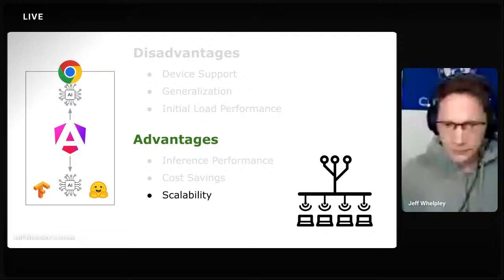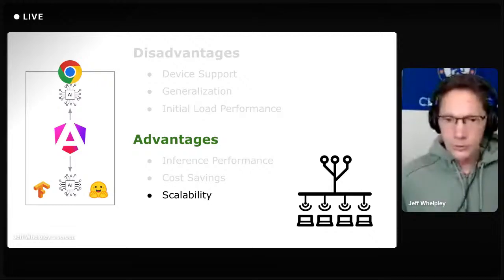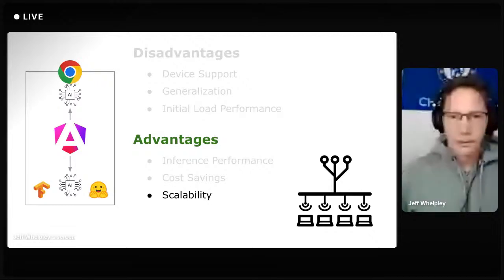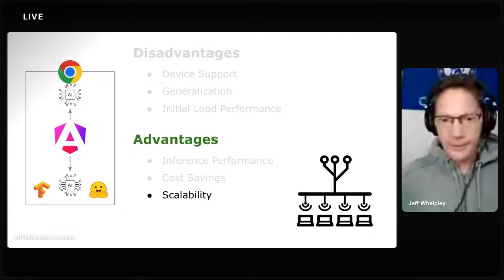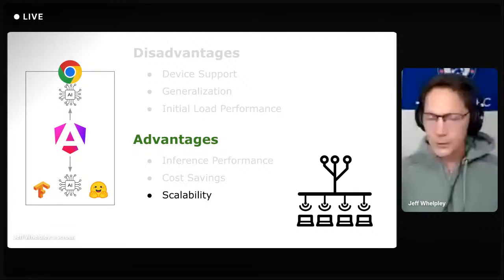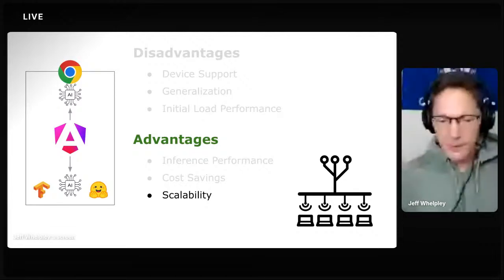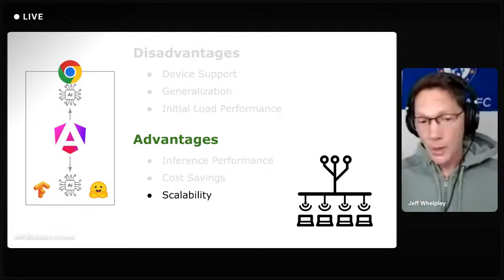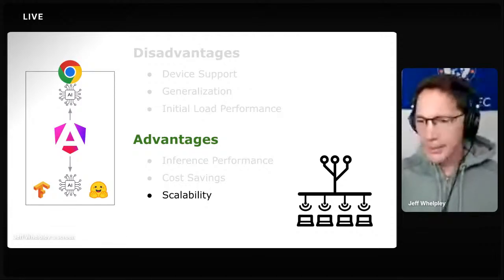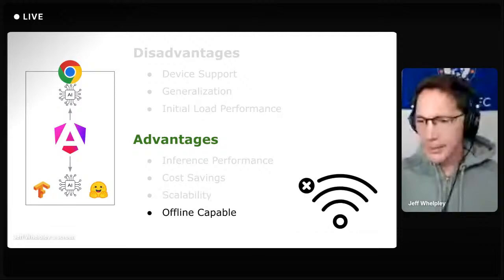Scalability, yeah. You're distributing the load. You're not trying to run all of the load for this model on the backend. Individual users' devices are running the processing for these predictions, so you can ultimately be more scalable. And then offline capable, yeah. Depending on your use case, whether this matters, it can function even if you don't have a network connection.